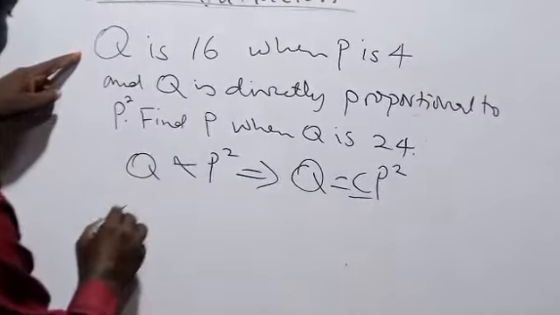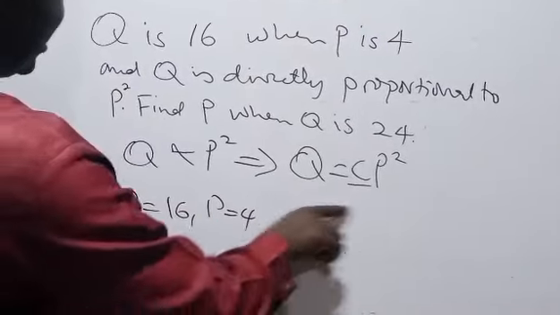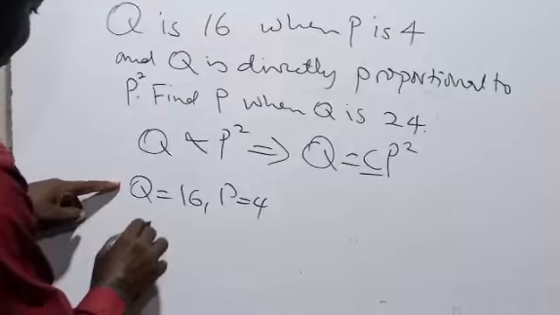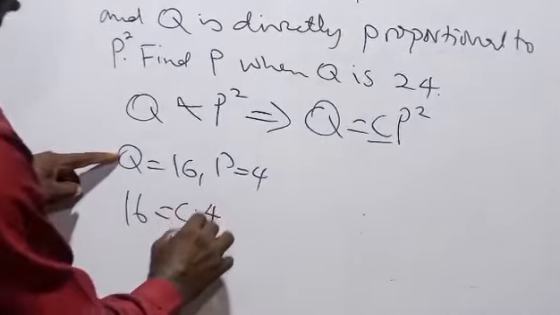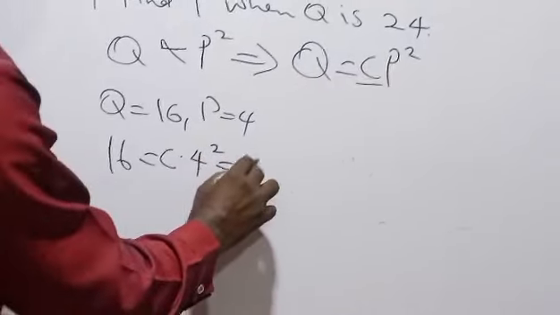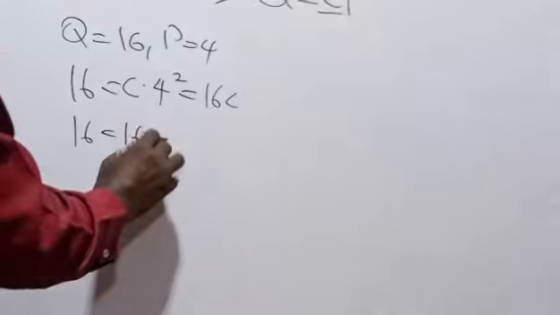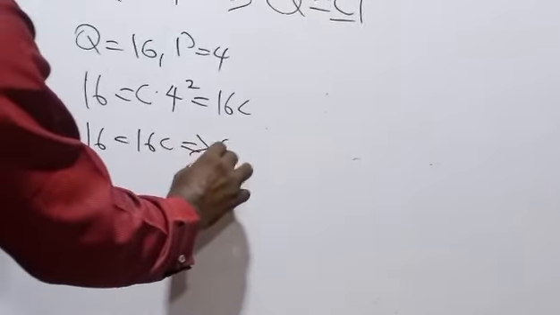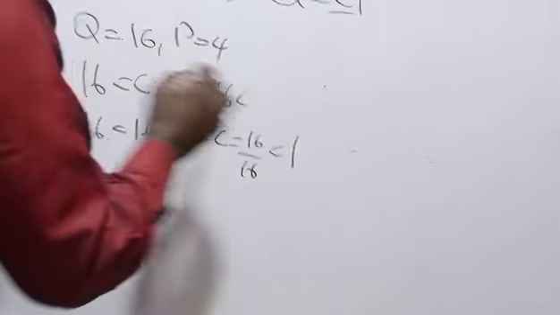The question says Q is 16 when P is 4. So let's insert that here. We now have 16 equals C times 4 squared, which is the same thing as 16C. So 16 is the same thing as 16C. It shows therefore that C equals 16 divided by 16, which equals 1.